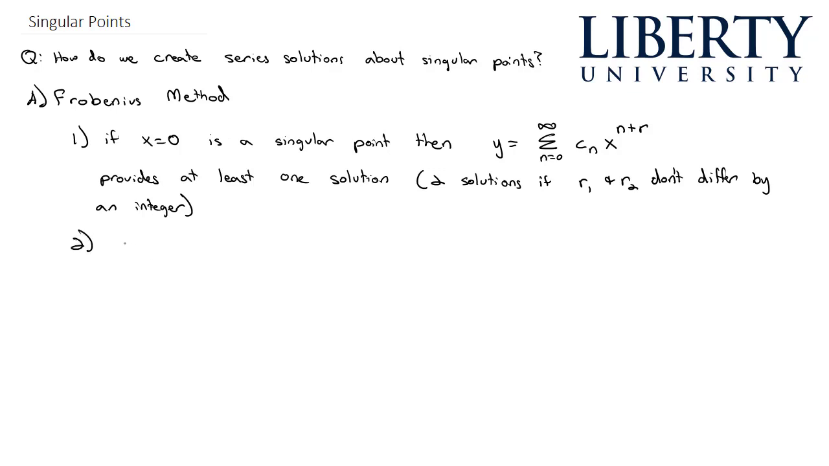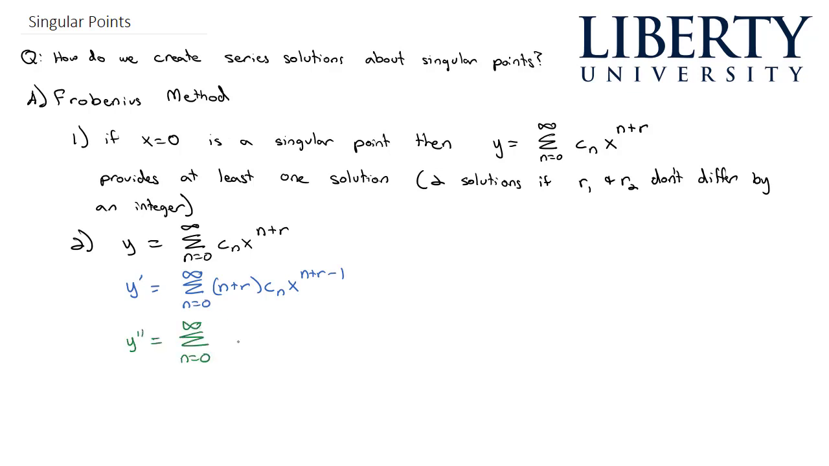So the big idea here is, if y is equal to the sum as n goes from 0 to infinity of c sub n times x to the n plus some r, then y prime would be equal to the sum as n goes from 0 to infinity of n plus r times c sub n x to the n plus r minus 1. And y double prime would be the sum as n goes from 0 to infinity of n plus r minus 1 times n plus r times c sub n x to the n plus r minus 2. And for higher derivatives, we could go even further.